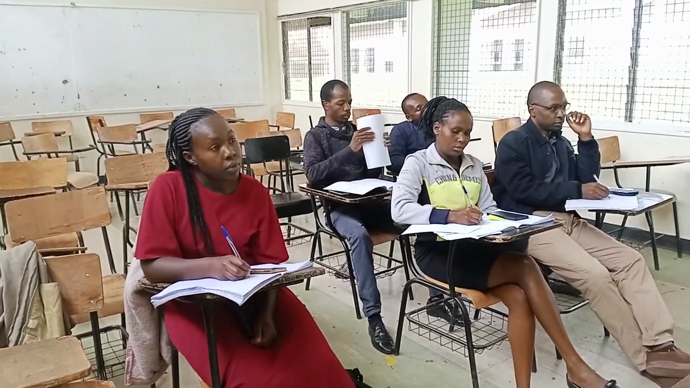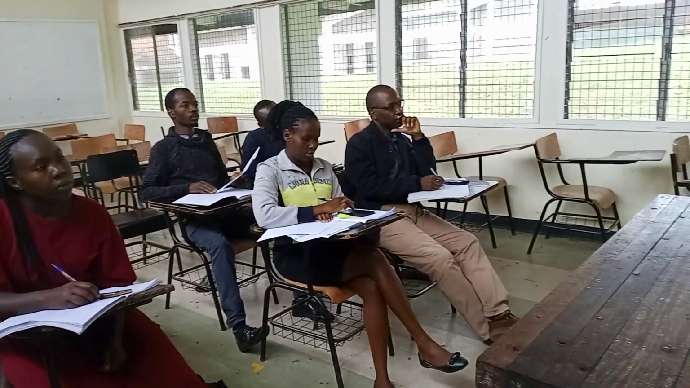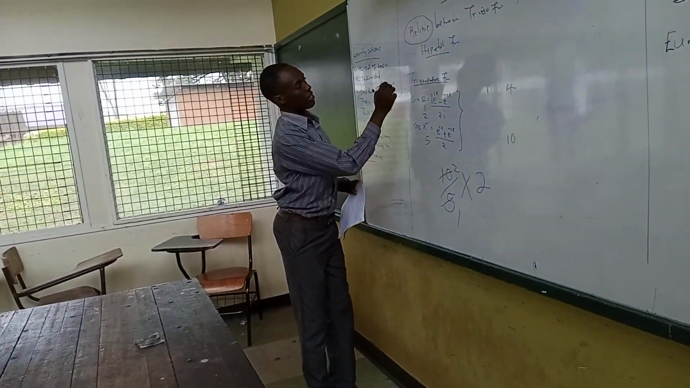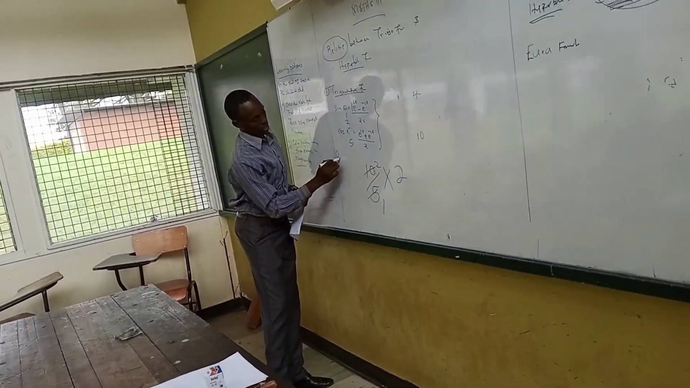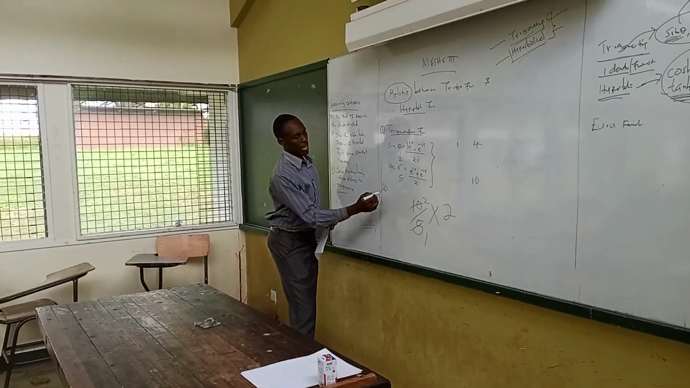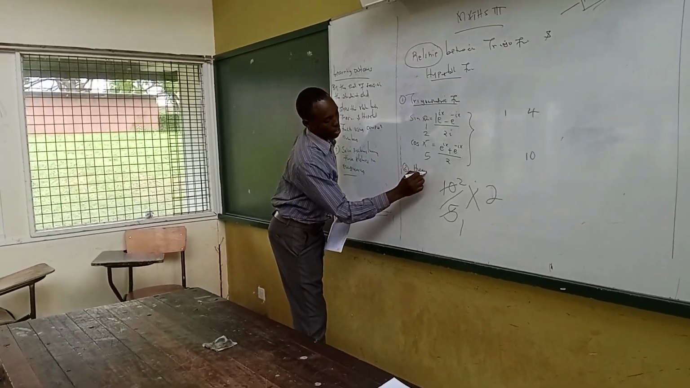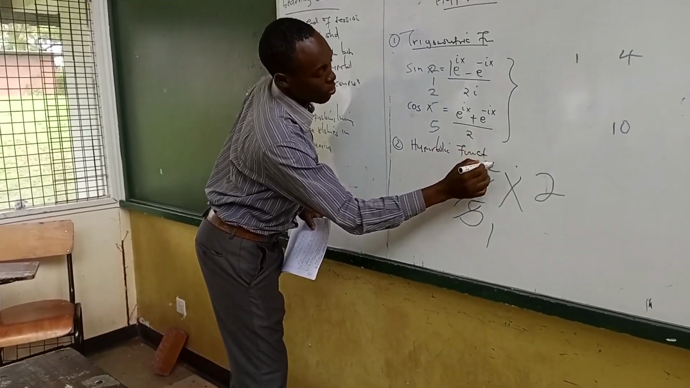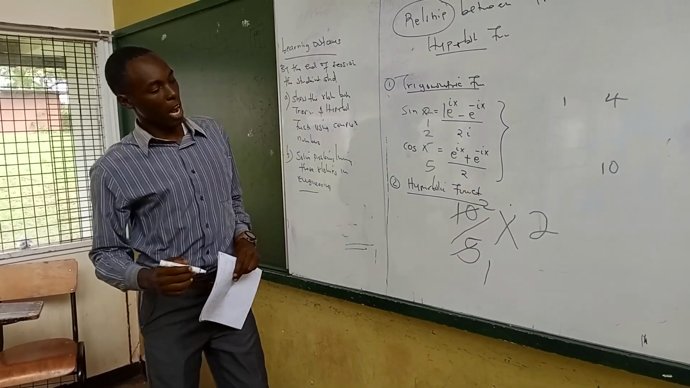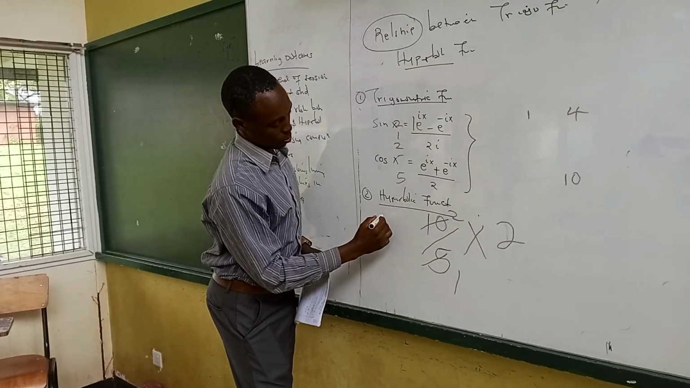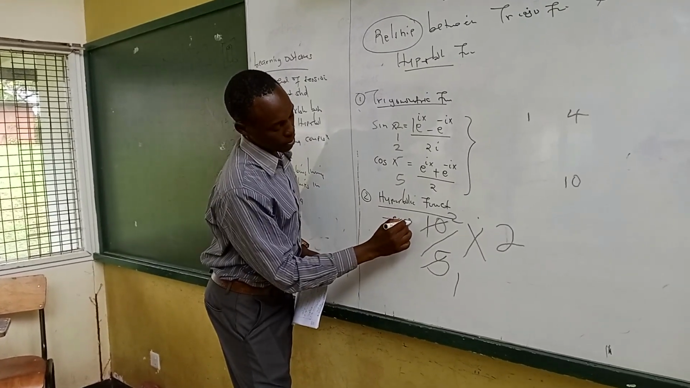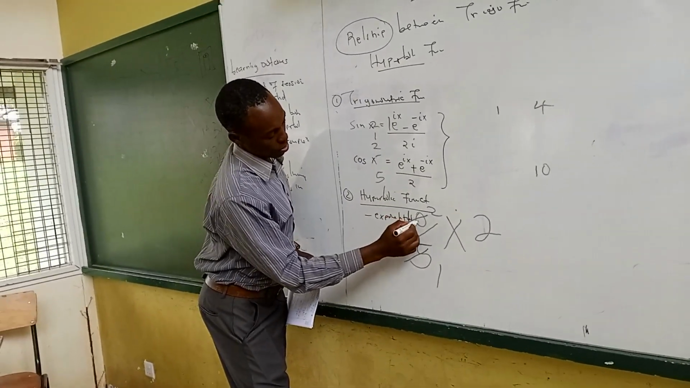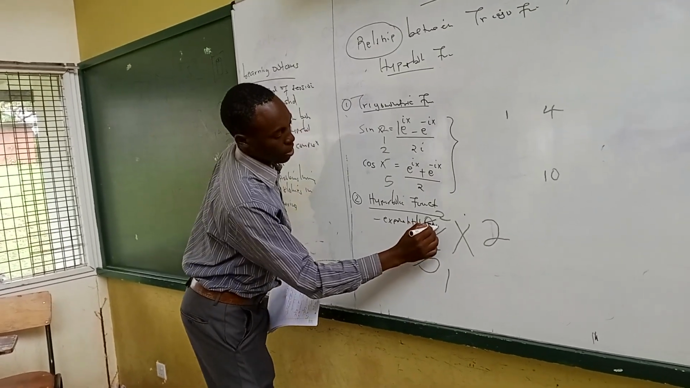Make sure you note this. These two Euler formulas are very key. And also, this now the first point. The second point you should note is the hyperbolic functions. How do you get the hyperbolic function in terms of exponential representation?